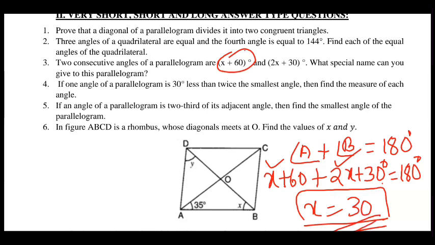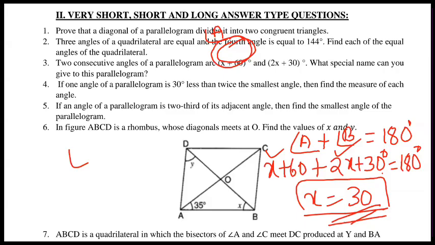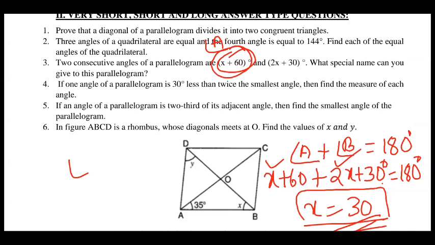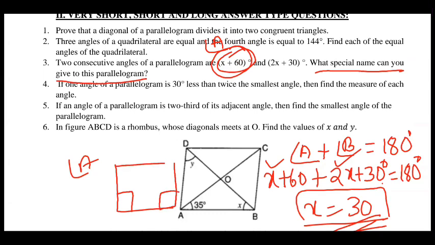And then, can you not find these angles? What will angle A be? 30 plus 60. What is 30 plus 60? 90. So angle A is equal to 90. What is angle B, beta? It's 90. The question they have asked is: what special name can you give to this parallelogram? Angle A is 90 and angle B is also 90. So what is this parallelogram named as? Rectangle. Excellent. This is a rectangle. Were these problems not easy?